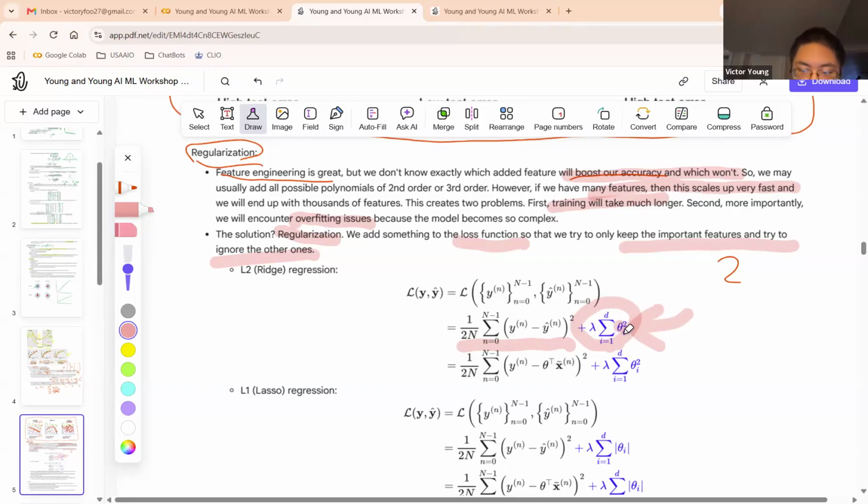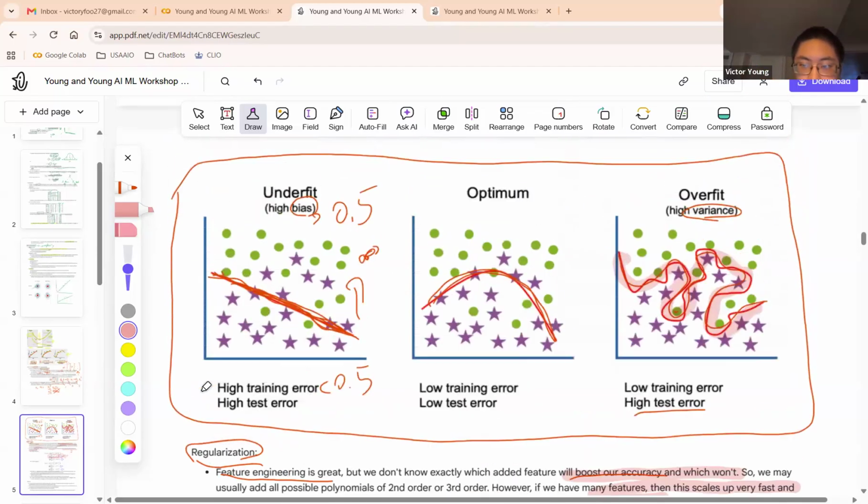So if we add this, we encourage those weights that are insignificant to be 0, while simultaneously we want the model to have high performance. So this is what regularization does. There are two balancing forces. For this one, we want to try to get it like this. But we do not want that. We want to get it like this.